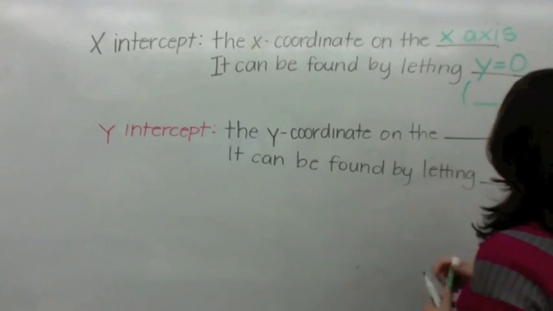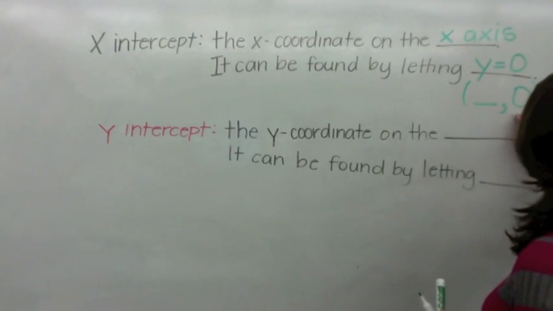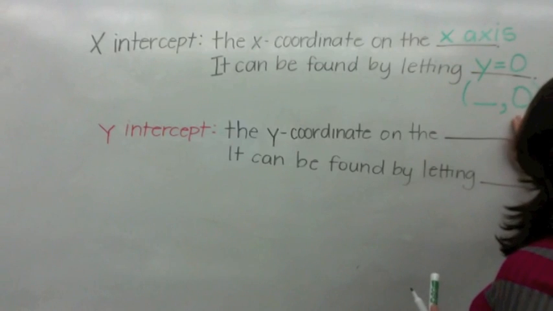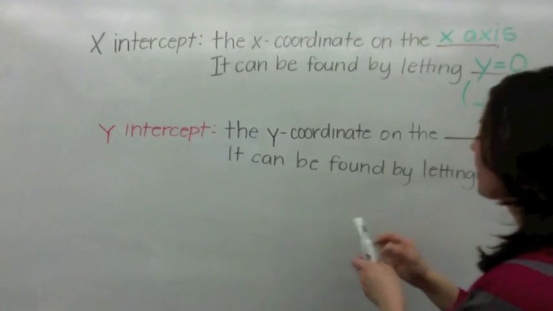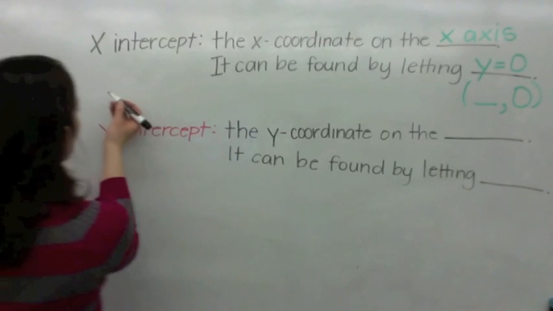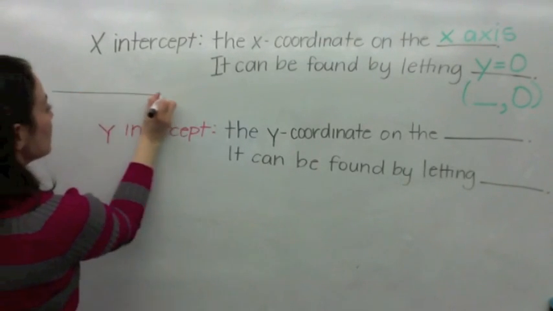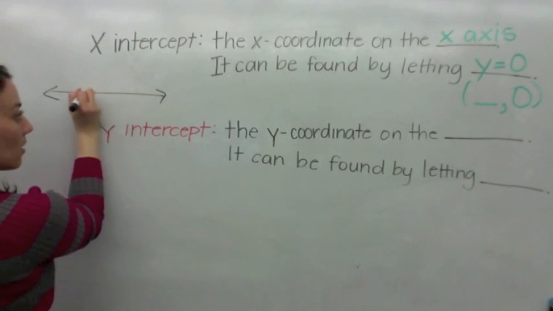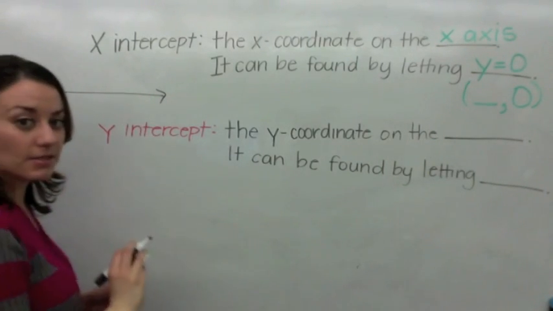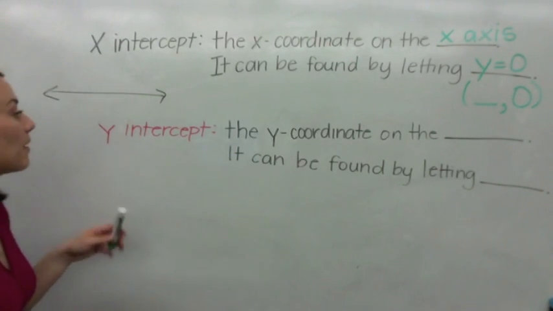And when y is 0, you're going to have a point that is on the x-axis somewhere. Okay? Because you don't go up, it's on the axis. Make sense? Okay, let's talk about the y-intercept.